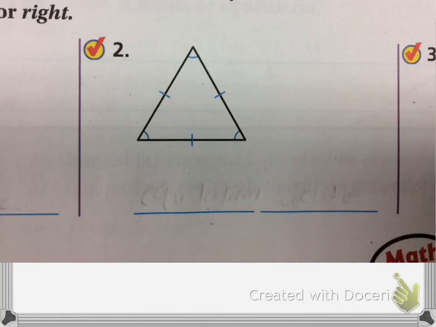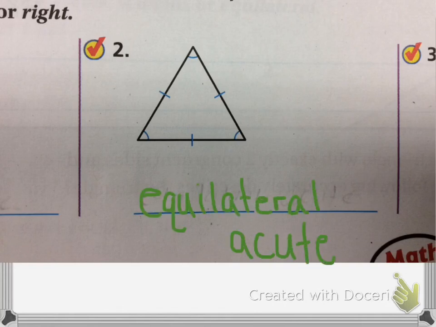Let's try one more. Here we can see that all 3 sides are congruent, which means it is an equilateral. Also, we see that all 3 angles are less than 90 degrees, which means they are acute. This is an equilateral acute triangle.